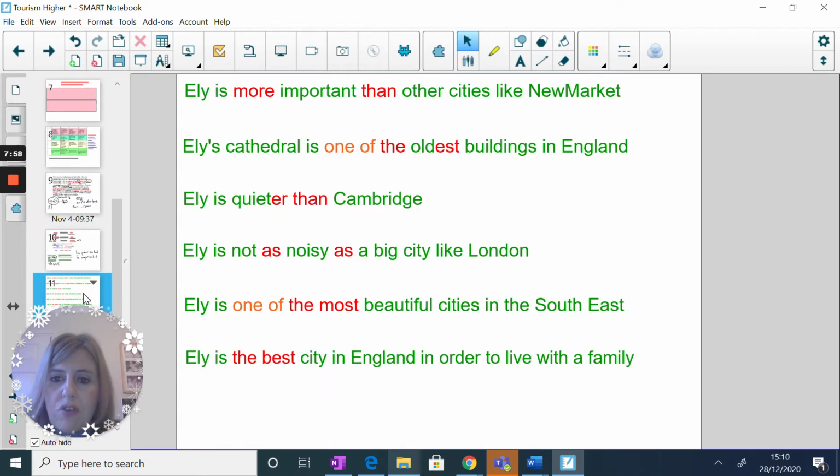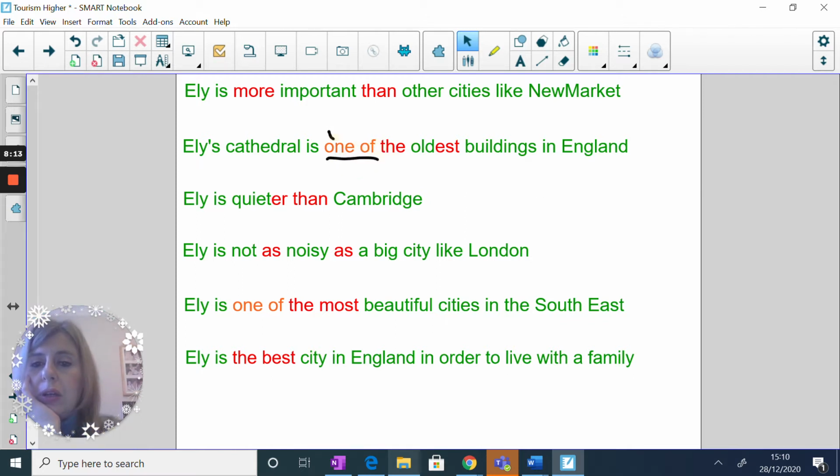Okay, so let's see if you understand this. In OneNote, you can have a summary of what we've done. So what I would like you now to do is to press pause in the video and try to translate this into Spanish. Remember, one of would be uno de. And remember that when we say one of the oldest buildings in Spanish, we have to say one of the buildings oldest. Okay, it's no literal translation. Or one of the most beautiful cities would be one of the cities most beautiful. So press pause and translate this into Spanish in your OneNote in the box by the side.